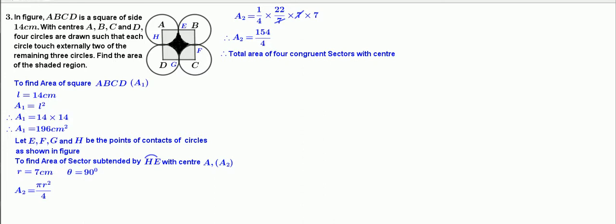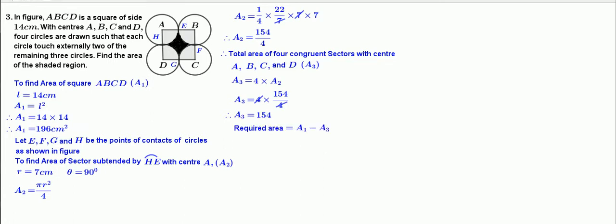Total area of the 4 congruent sectors with centers A, B, C and D, that is A3. A3 is equal to 4 into A2. Therefore A3 is equal to 4 into 154 by 4. Here 4 gets cancelled. A3 equal to 154 square centimeters.